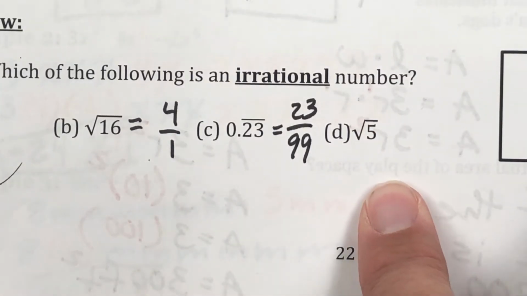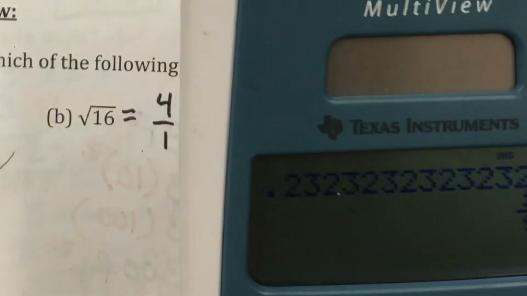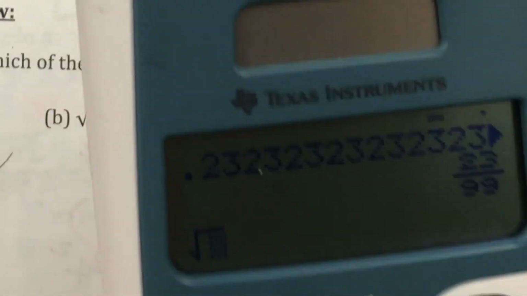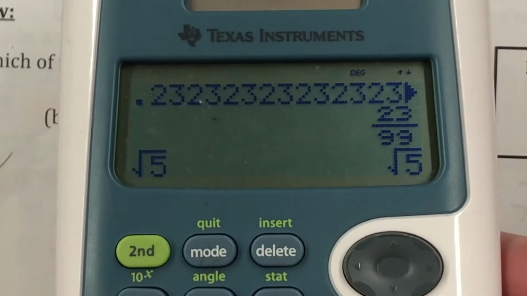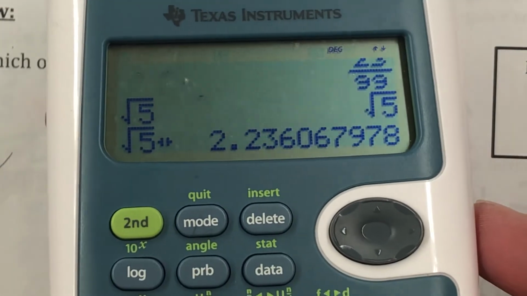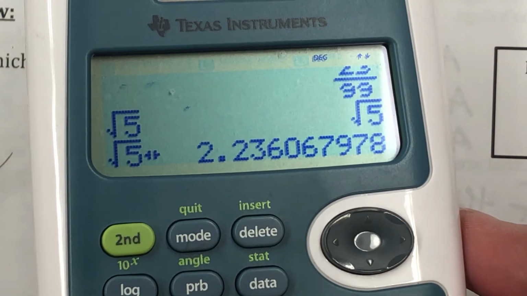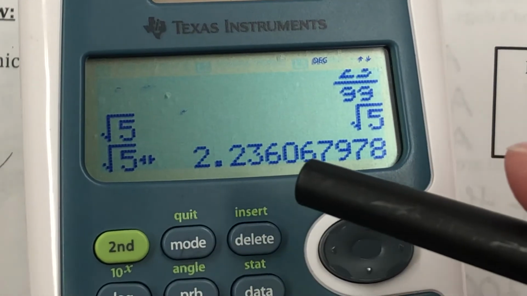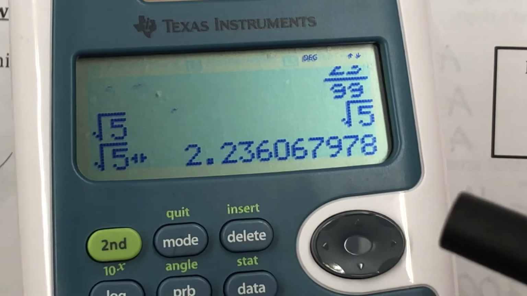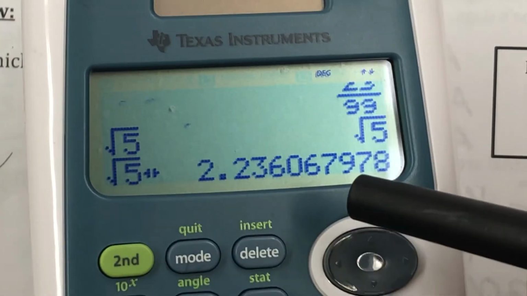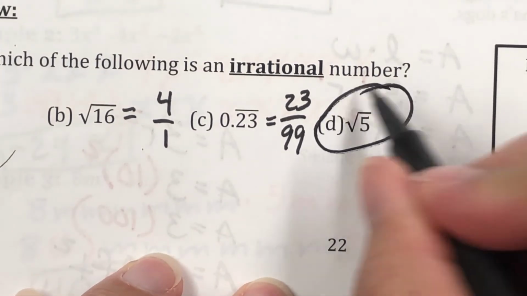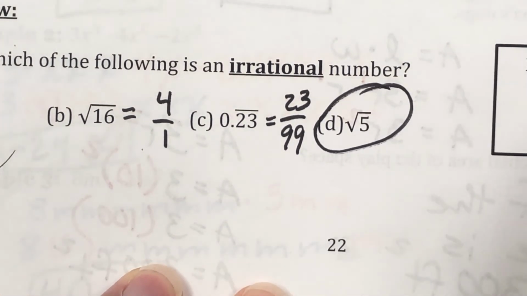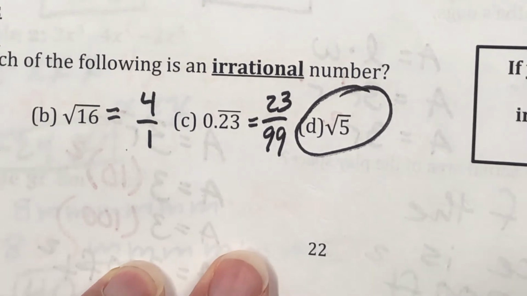This one, however, if I grab a calculator and I do second square root of 5, I get, it didn't do anything. It stayed 5, double arrows. That's not looking too good. This is not repeating, and it does not end. So that makes it irrational. Does not repeat, does not end, so irrational.